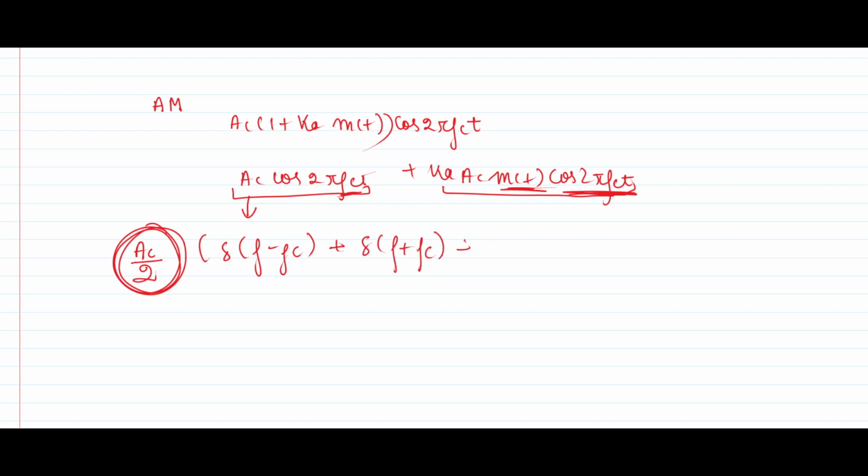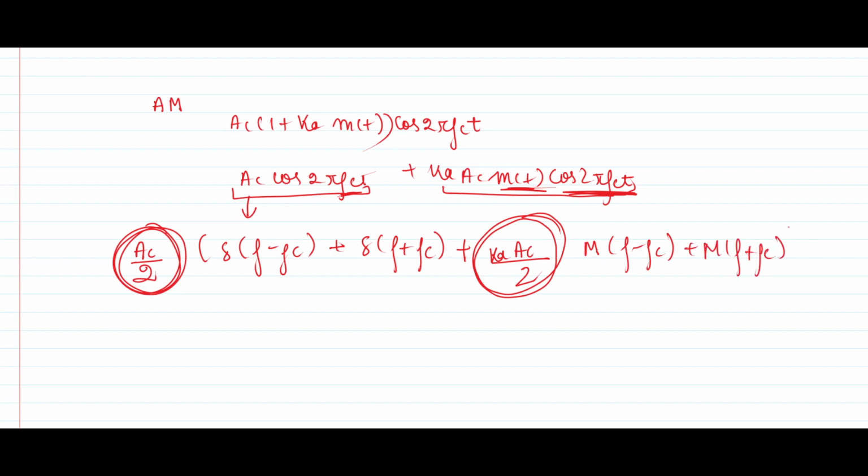The next step is that for the multiplication of the two signals, ka Ac, we multiply m(t) with cos 2 pi fc t. We will be dividing the amplitude by 2. This is the basic step. The first step is to divide the amplitude by 2. Next, M of f minus fc plus M of f plus fc. So this is the Fourier transform of that particular signal.